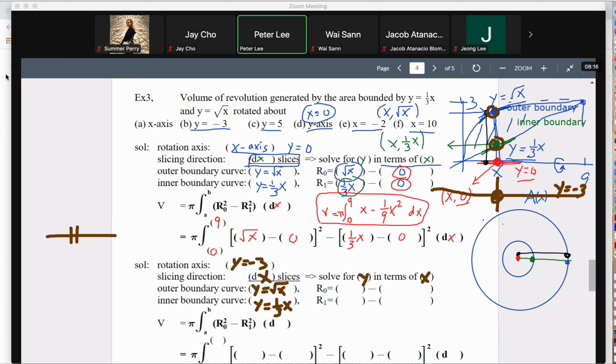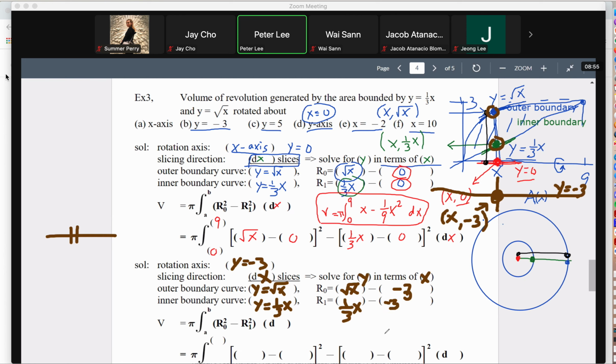Now, what is that point over there? That point over there in brown, which I marked here, is going to be x comma negative 3, because the rotation axis is y equals negative 3. So now, what is the outer radius? The outer radius now will be square root of x, and then minus negative 3. And then what is the inner radius? Inner radius is going to be 1/3 x, and then minus negative 3.